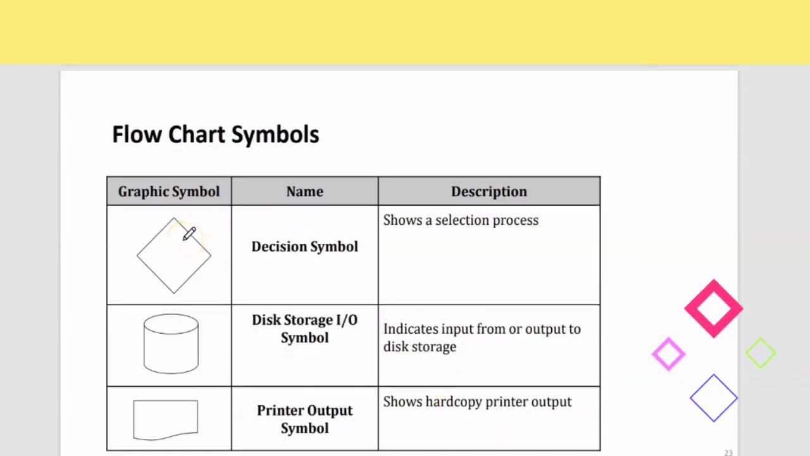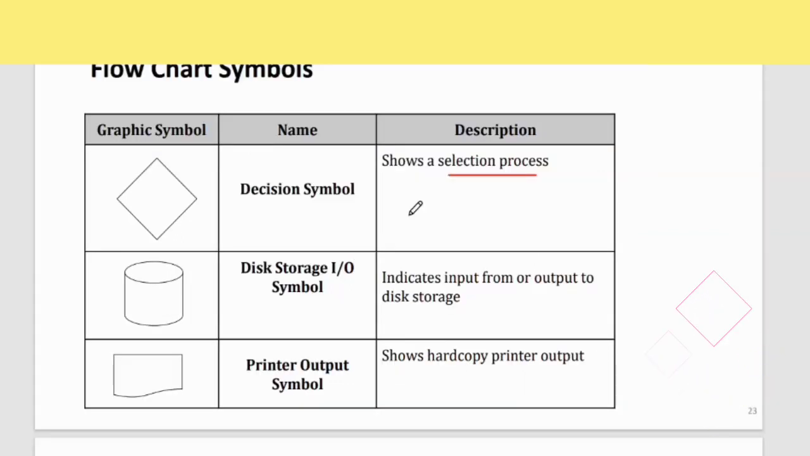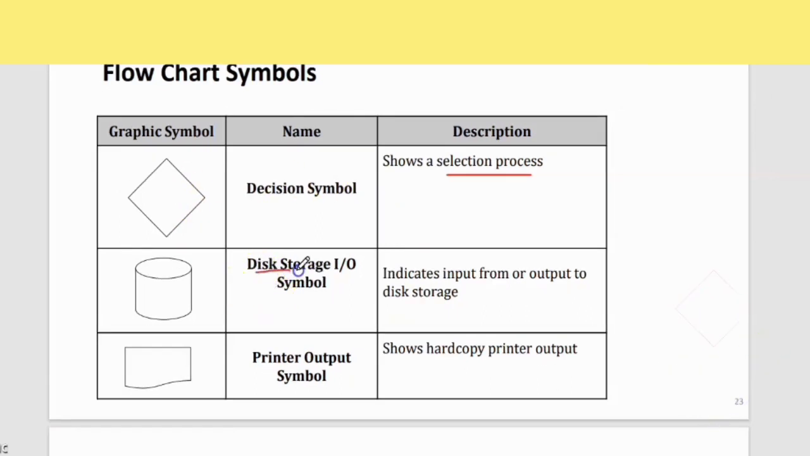Number 4, we have the decision symbol. You see this one is a diamond shape. It shows a selection process. The condition is written inside the symbol, and the branches are written true or false. Next we have disk storage, a cylinder shape, which indicates input from or output to disk storage. Next, the printer output symbol shows hard copy printer output.